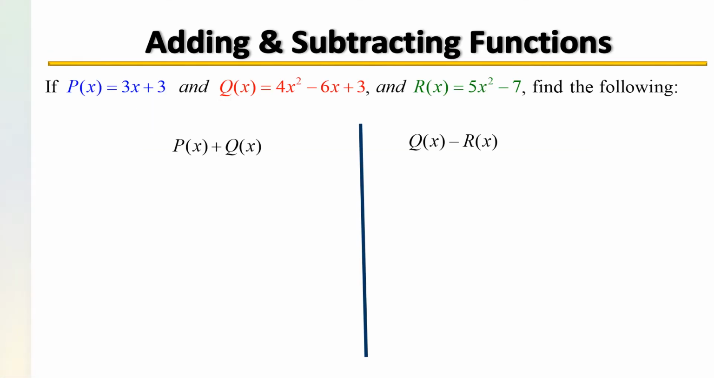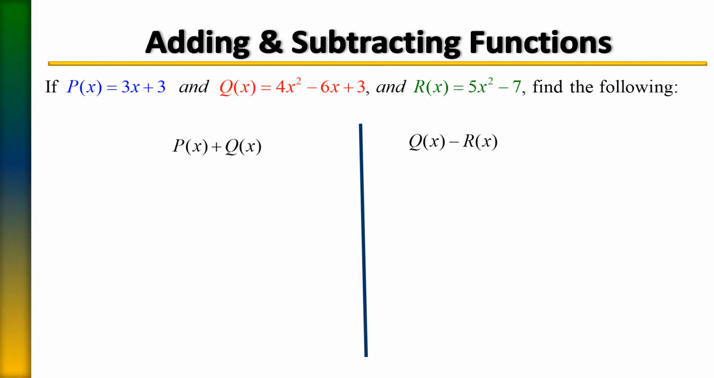So in this example, we are given three functions, and it started with p of x, and that is why the next function introduced is called q of x. And the next one, because it's the next letter of the alphabet, would be r of x. And again, it is nothing more than just giving functions an identity so that we know that we're not dealing with the same function. So in the first example, it says p of x plus q of x.